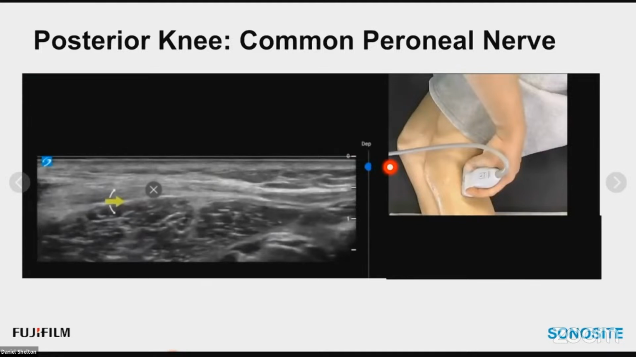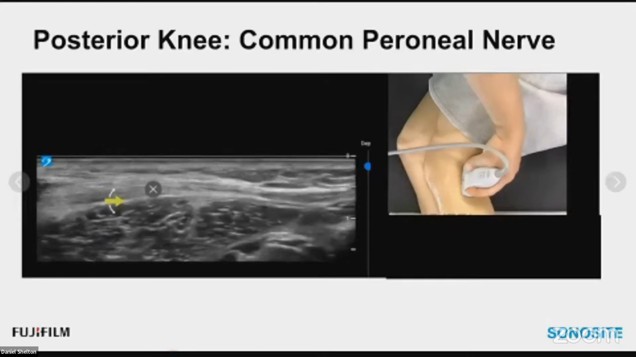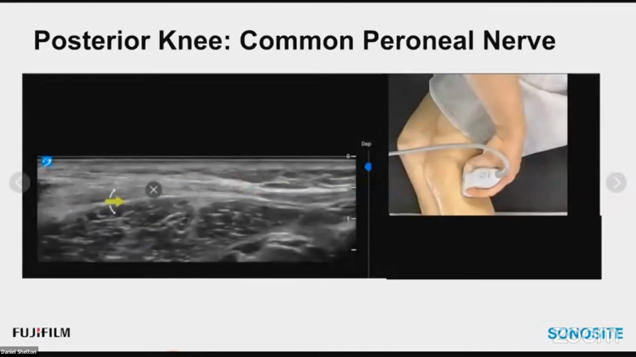You can always start in short axis from the sciatic bifurcation. That's fine. You sometimes lose it, as you'll see in the live scan how easy it is to lose. But as a quick shortcut, you can go to the fibular head, find your biceps femoris long axis, and then just drop your whole transducer posteriorly about a centimeter or two, and you should come across this really nice nerve.